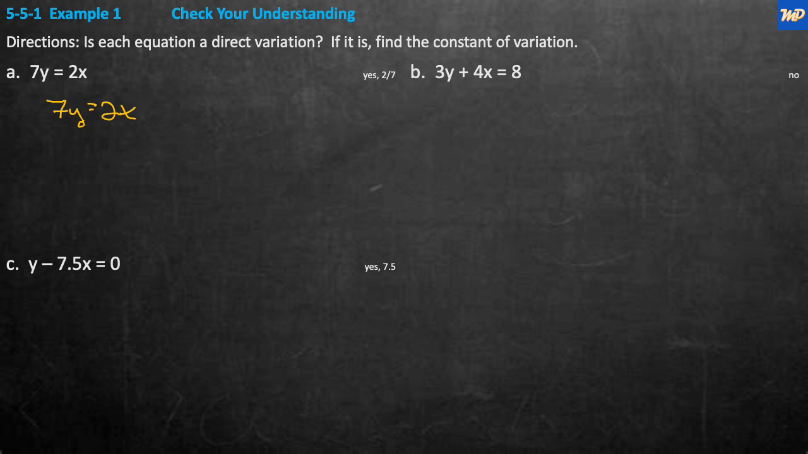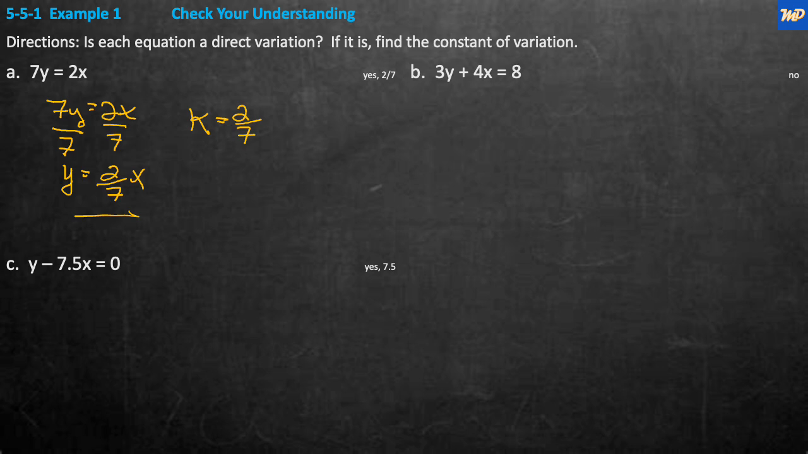And then we'll see if it's in the y equals kx form, right? So solving for this equation, we're going to divide both sides by 7. That's going to get our y by itself. So what are we going to have? We're going to have y is equal to 2/7 x. So the answer to this is yes, this is a direct variation, and the constant of variation is equal to 2/7. Okay, let's go on to the next one.